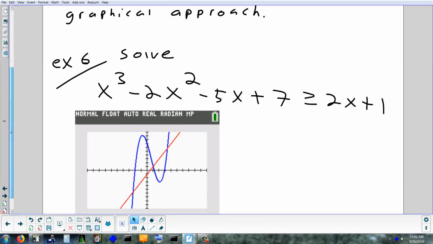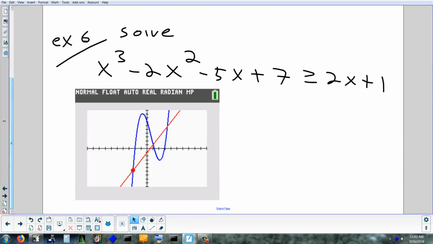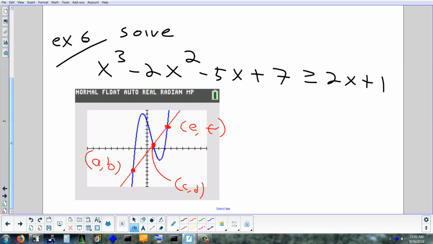So the answer, after you find the intersections, let's call this an intersection point. I'm just going to make up letters. A comma B. Let's call this one C comma D. And let's call this one E comma F. So you'd find all those values. Now, when you describe the answer, you're always focusing on x values. You're always looking at x's, not y's. So where is the blue graph above the red graph? Well, that's going to happen from there to there and there. So there's 2 sections that it happens in.